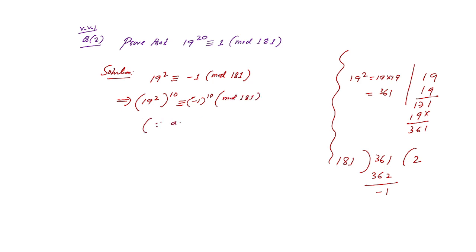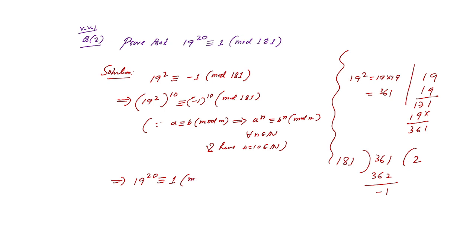So we apply: if A is congruent to B mod m, then A to the power n is congruent to B to the power n mod m for all n belonging to natural numbers. And here our n equals 10, and this is also a natural number. So what do we get? We get 19 to the power 20 is congruent to minus 1 to the power 10, which is 1 mod 181. So proved. Okay, so this is quite a simple problem.